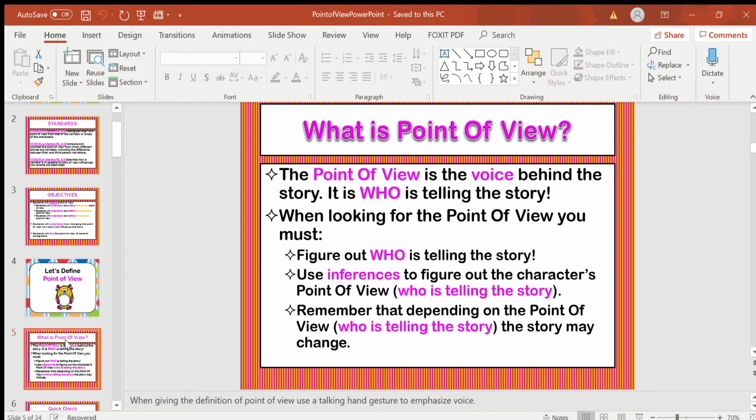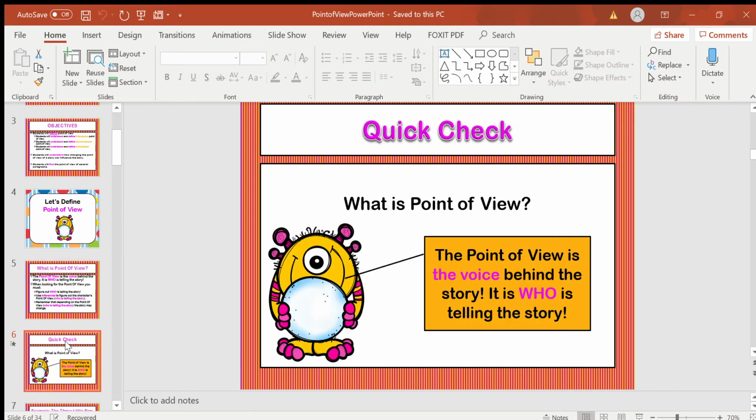Remember that depending on the point of view, or who is telling the story, the story may change. And we know that from the Three Little Pigs. Quick check. What is point of view? The point of view is the voice behind the story. It is who is telling the story.